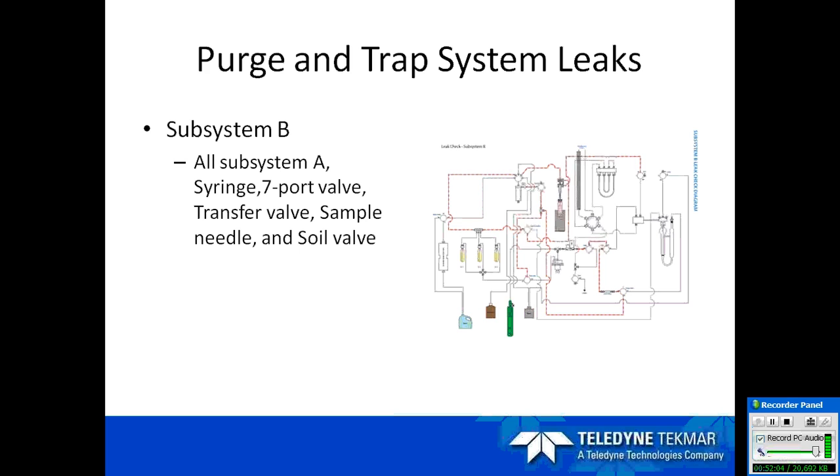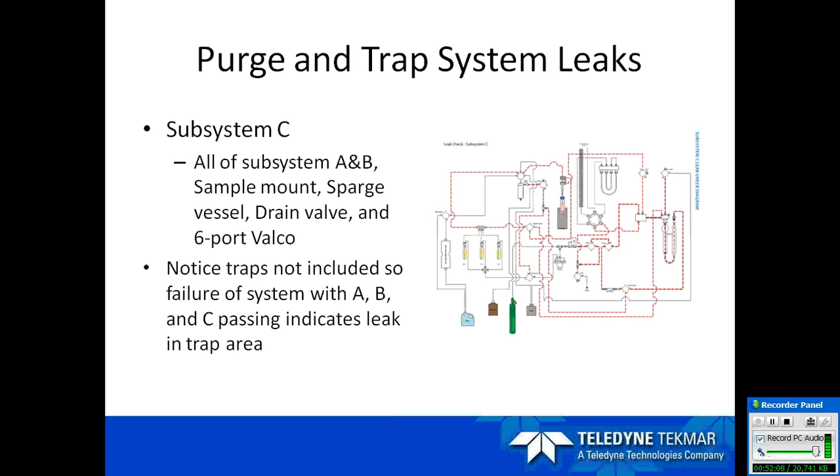Then after subsystem B, if that passes, you move on to subsystem C. Subsystem C is basically a combination of A and B combined. It also includes the sample mount, the sparge vessel, the drain valve, and the 6-port valve on top of the instrument. If all these pass but your overall leak check does not, basically all the signs will point to the condensate trap and the analytical trap, because they are not included in subsystem A, B, or C.